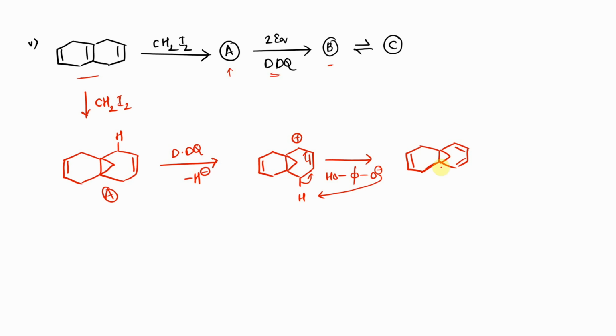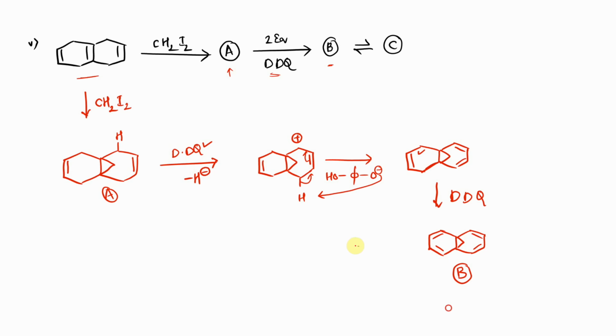Now remember, this is not our B, because we have treated only with one equivalent of DDQ. We have to treat with one more equivalent of DDQ. If you treat with one more equivalent of DDQ, the same reaction of unsaturation or aromatization takes place, but on the left ring, which leads us to the product. So now this is the structure of compound B.